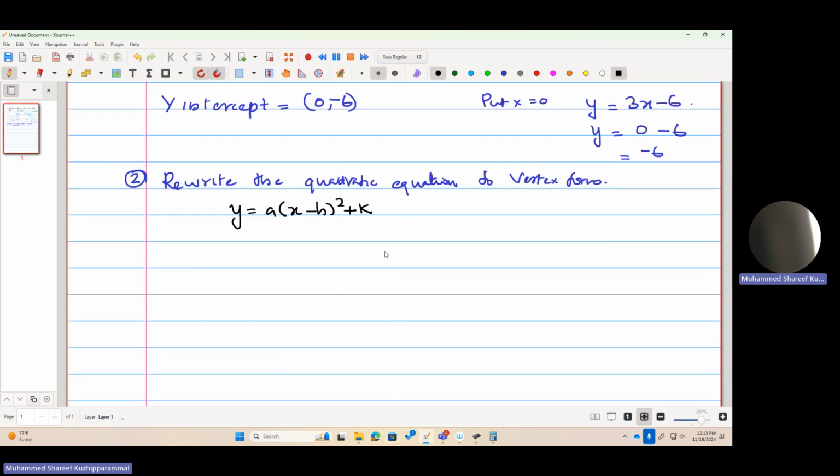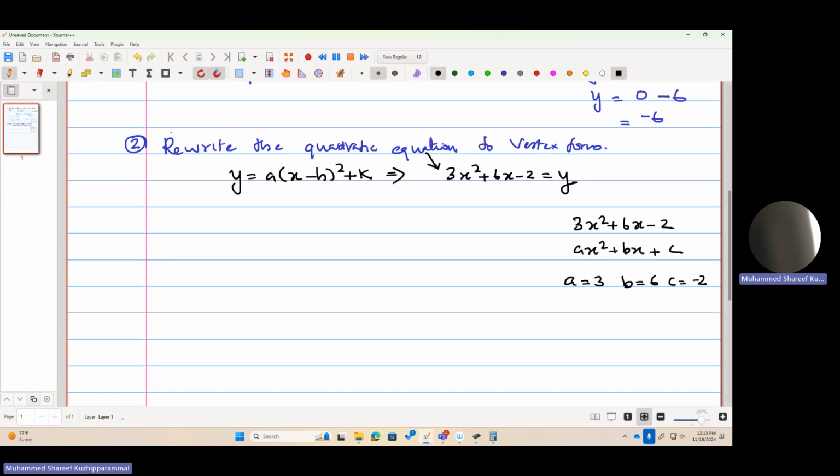So here, this is vertex form, but this will not be given. You have to remember this and convert the equation to vertex form. The quadratic equation they have given here is 3x^2 + 6x - 2. Now if you compare 3x^2 + 6x - 2 with ax^2 + bx + c, here a = 3, b = 6, c = -2.